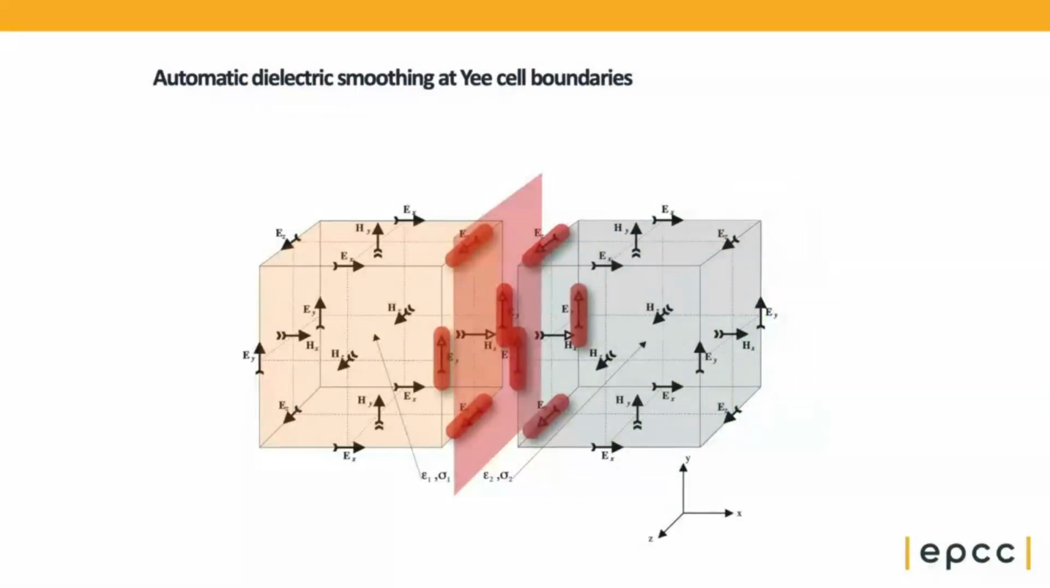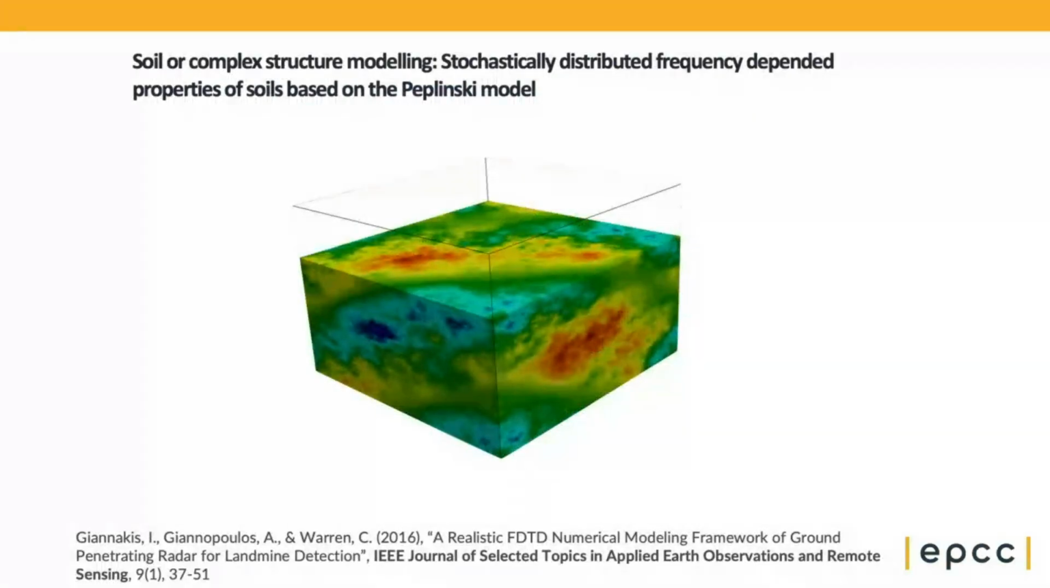We do automatic dielectric smoothing at the cell boundaries. This is a classic thing in FDTD, as you have these small cubes of material properties, and where the electromagnetic fields are, you need to take care of the interface between 2 different regions, and we do that automatically for the user, or the user can switch it off as well if they don't want it and want specific properties of specific cells, but this is done automatically. It's sometimes called a generalized Yee approach.